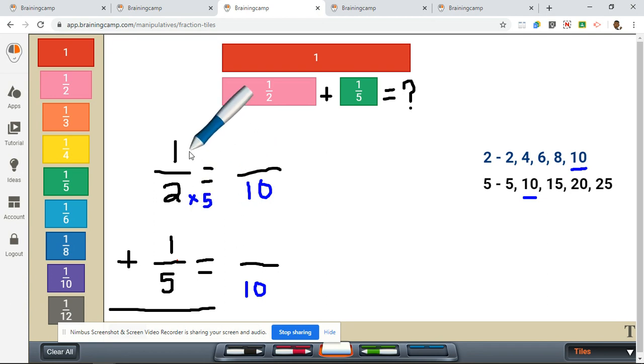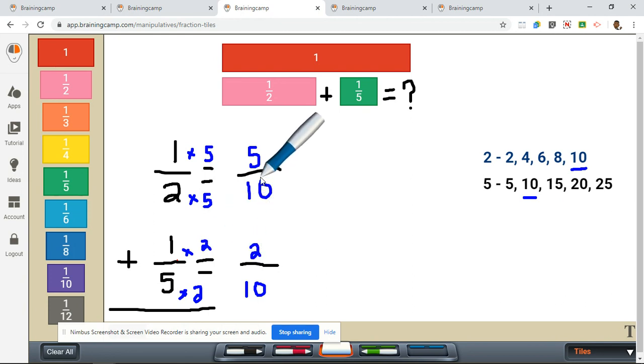What you do to the bottom, you do to the top. My students usually repeat that after me when I say it in the classroom, so hopefully you're getting the hang of it and repeating it as well. 1 times 5, of course, is 5. So here, an equivalent fraction of 1/2 is 5/10. Same thing here. 5 times what will give me 10? Well, 5 times 2. What you do to the bottom, you do to the top. 1 times 2. And that, of course, is 2.